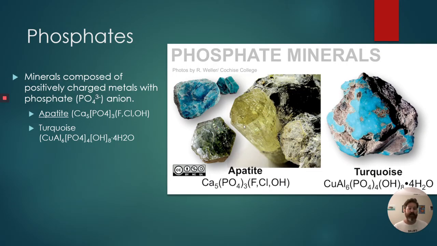Phosphates, the one we'll be looking at is apatite. They have the phosphate anion. Has a hardness of 5. It's one of the tougher ones to identify, but if you pin the hardness down, if it's between fluorite and apatite, or between fluorite and a feldspar, or fluorite and quartz, you've got a pretty good idea that you're looking at apatite here.